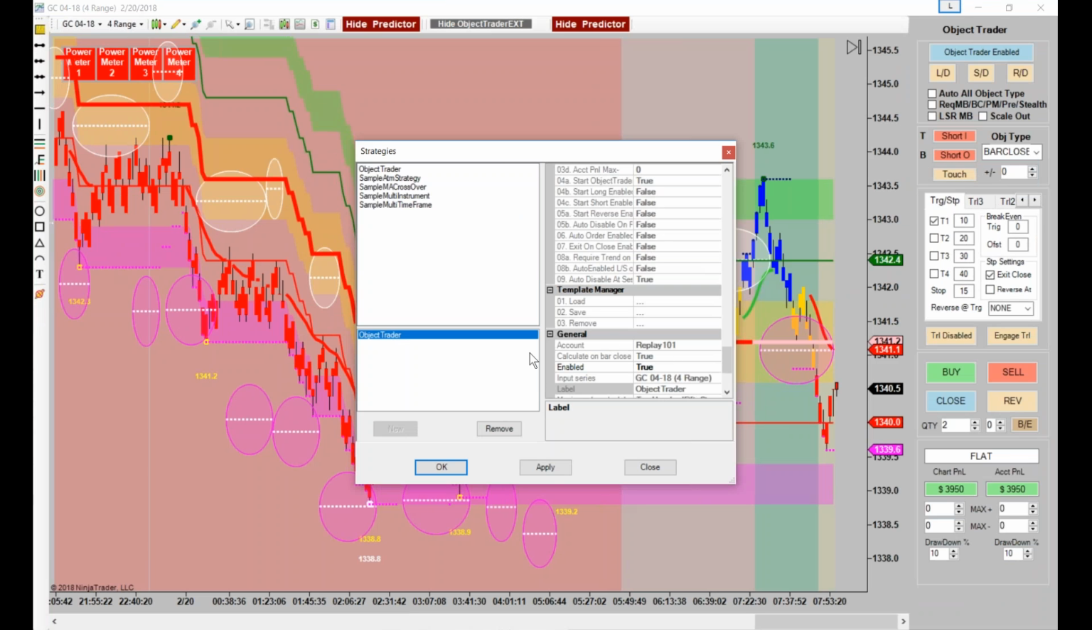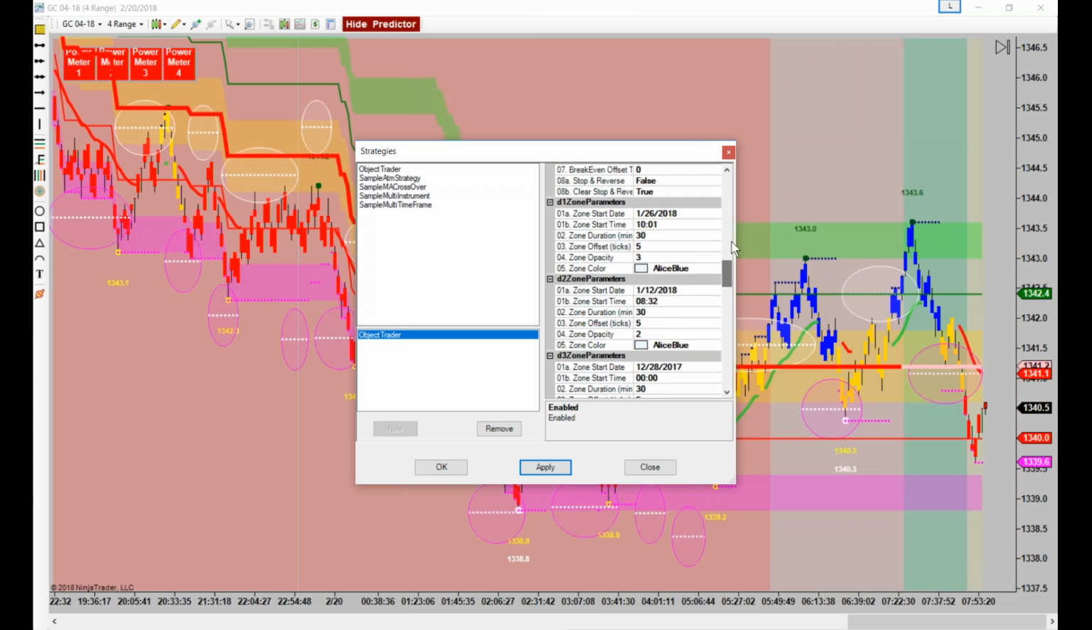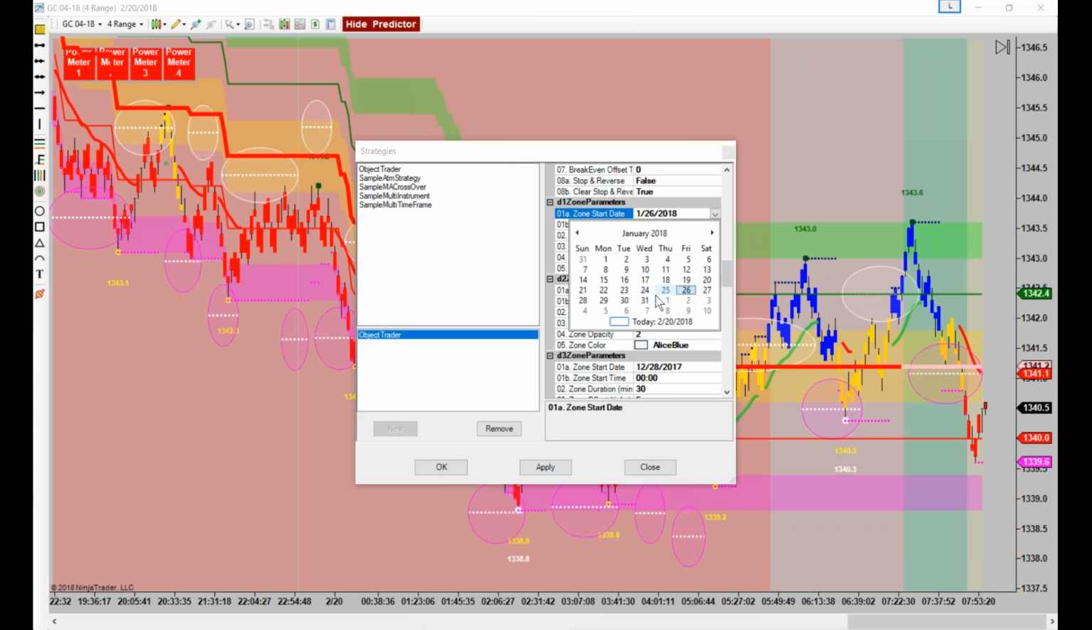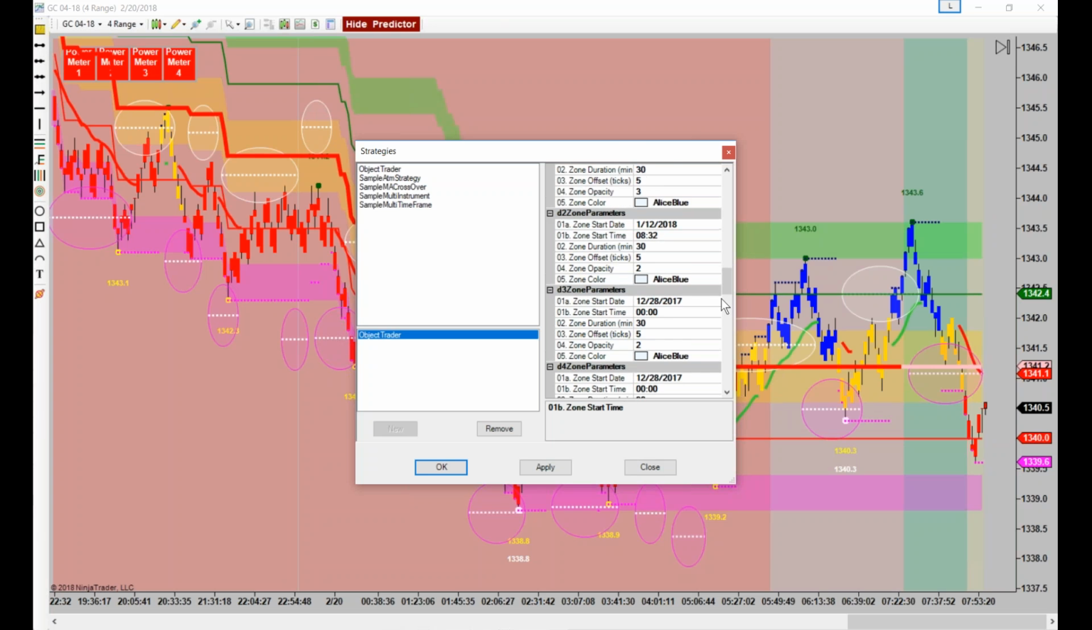If it's grayed out like that, all you've got to do is make sure you turn it to false so that it goes black. Go up to your zone. Set your zone for the 20th, 7:59. And by the way, you just have to do this first thing in the morning while you're drinking a cup of coffee. It's not a biggie.